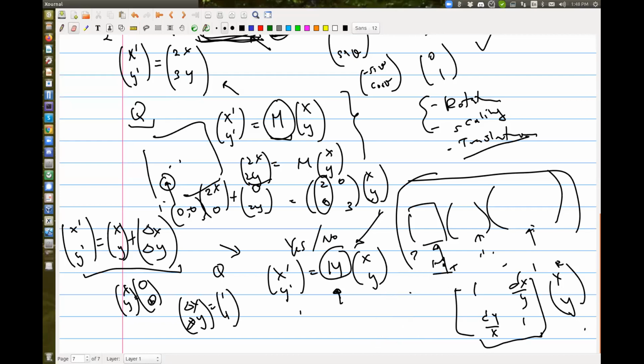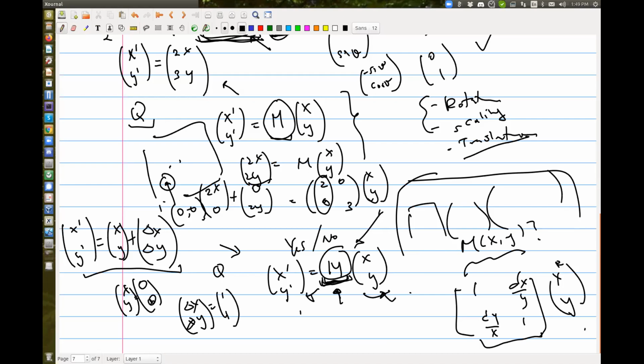Actually, I need to say this is wrong. I wasn't paying attention myself. Why is this a problem? Because your M here should not depend on x and y. The transform itself cannot depend on x and y. It's kind of cheating, because we want this matrix to be independent of your data. If it depends on the data, then of course you can transform to whatever.